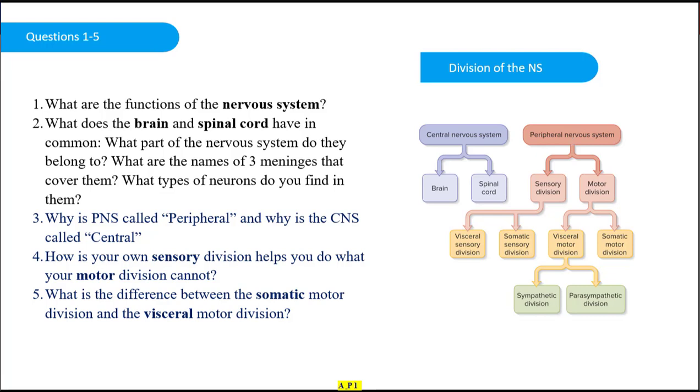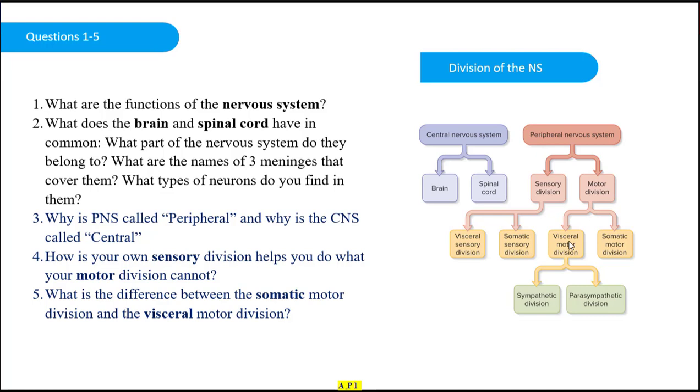If that decision is made and a response has to be given, it will be given through the motor division of the nervous system. Now, where does it go to? If the command is given to a muscle to do something, that area of the nervous system is called somatic motor division. But if it's given to an internal organ to do something, your heart beating, your blood vessels shrinking, dilating, or constricting, that is called visceral motor division.